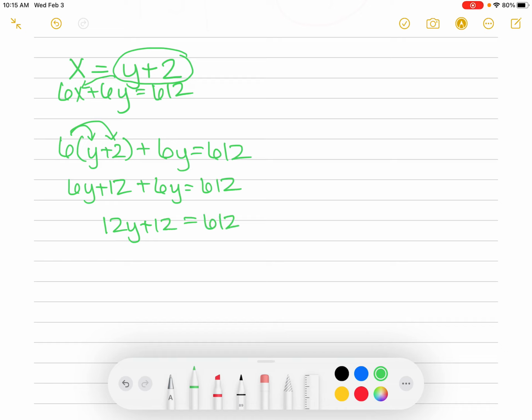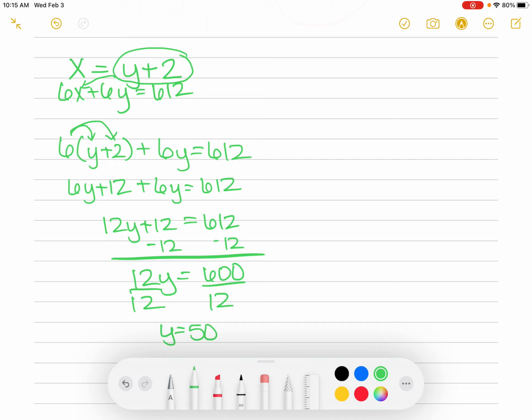Okay, and now I'm going to subtract 12. So I get 12Y equals 600. And now I divide 600 by 12, and I get Y equals 50. Before I talk about what that means, I'm going to go ahead and find X. So I'm going to go back up to the first equation, and I'm going to put in Y is 50. That gives me X is 52. Okay, so here are my two answers.